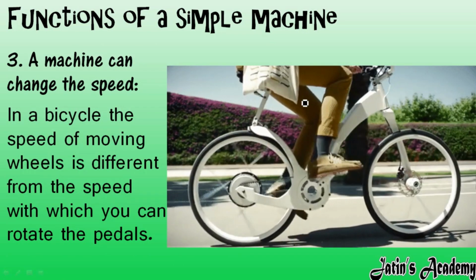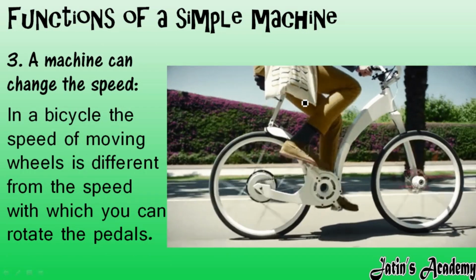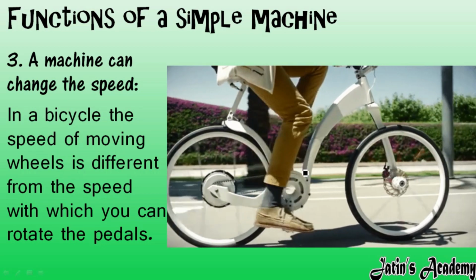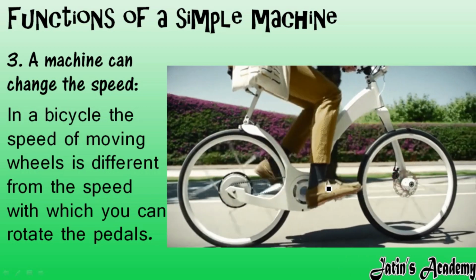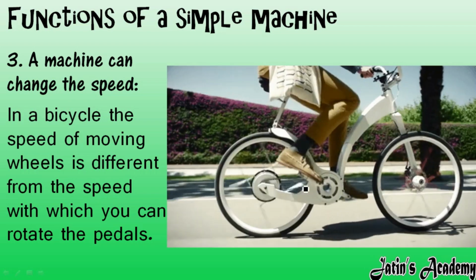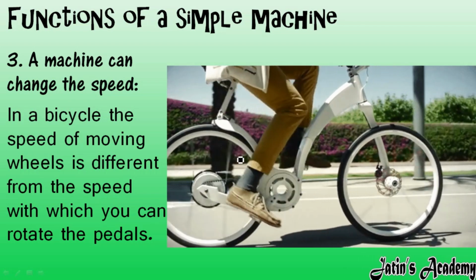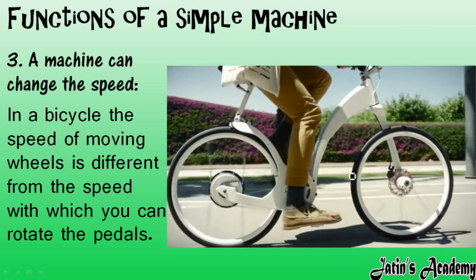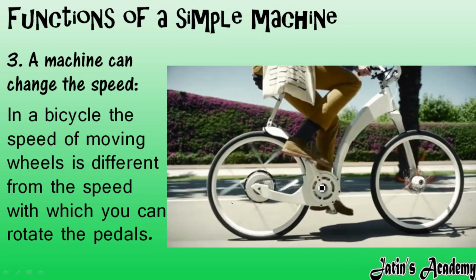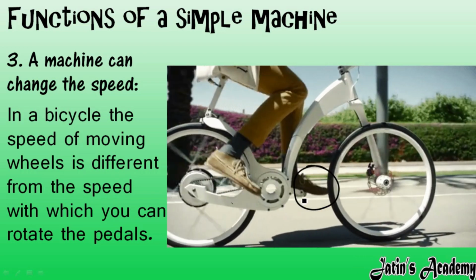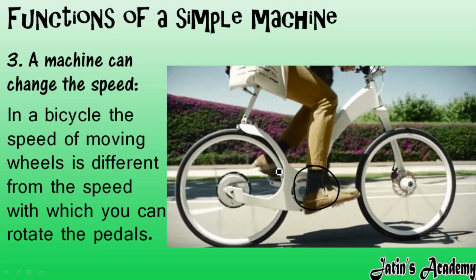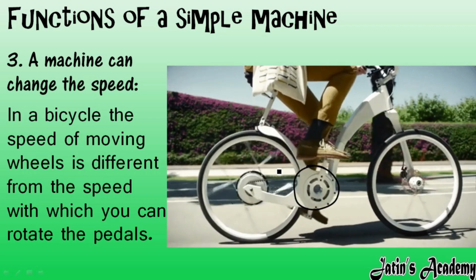Next, we have a machine that changes the speed. In a bicycle, the speed of the moving wheel is different from the speed with which we rotate the pedals. On the pedals we apply very little force, and with that little force the pedals move, but the speed of these big wheels is very different as compared to the force we apply on the pedals. So the pedals here act like a simple machine which makes our work easier and faster, and we can change the speed with the help of a machine.